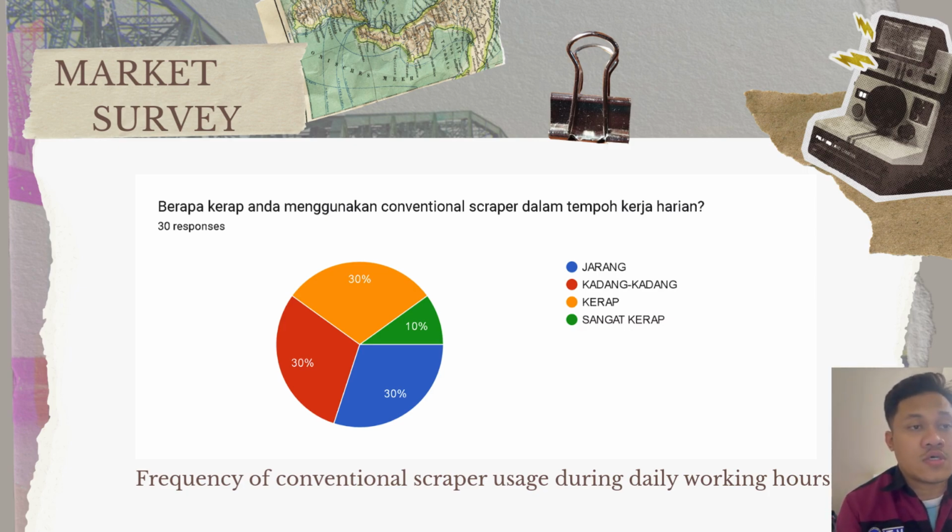One is the market survey. The first question is the frequency of conventional scraper usage during daily working hours. Based on the first pie chart, the respondents use the conventional scraper at a relatively balanced frequency: 30% of respondents rarely use the tool, 30% use it occasionally, and 30% use it frequently during daily working hours. Only 10% of respondents use the scraper very frequently. This indicates that the usage level of the conventional scraper is generally moderate and evenly distributed among respondents.